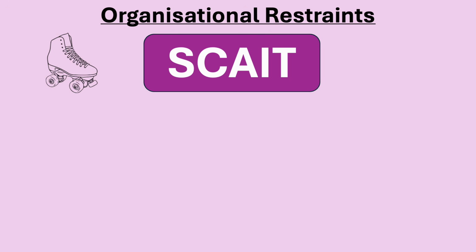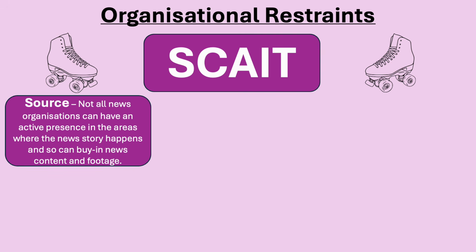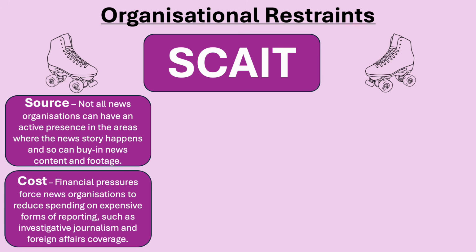Next, we're going to look at organisational restraints, and a little acronym we can use to remember this is SCATE. So let's look at what each of the letters represent. S stands for source. Not all news organisations can have an active presence in the areas where the news stories happen, and so buy in news content and footage.